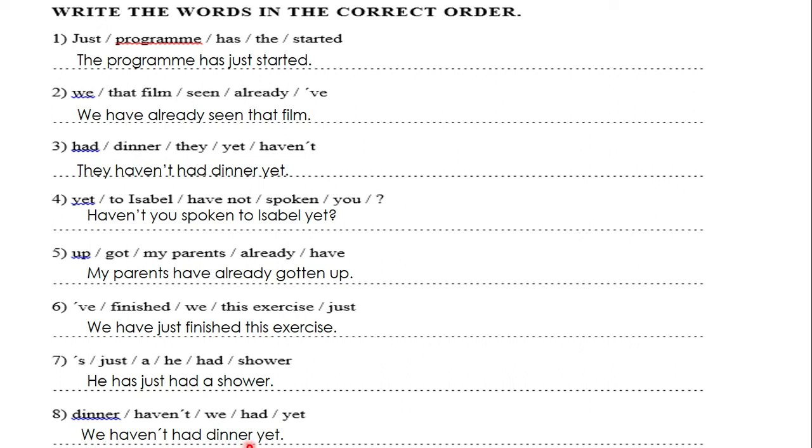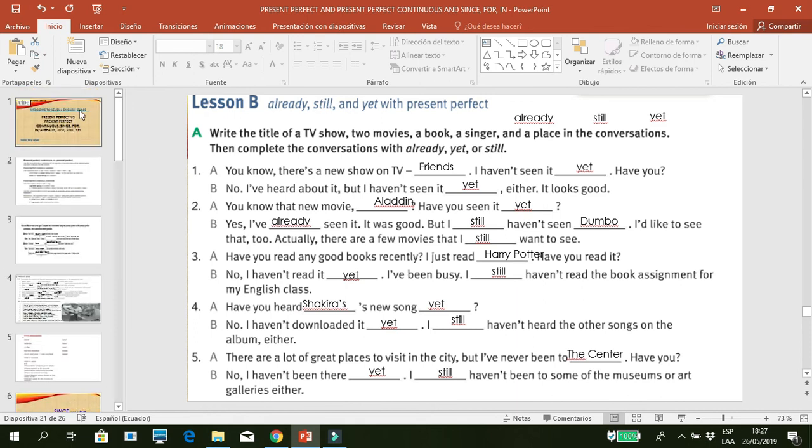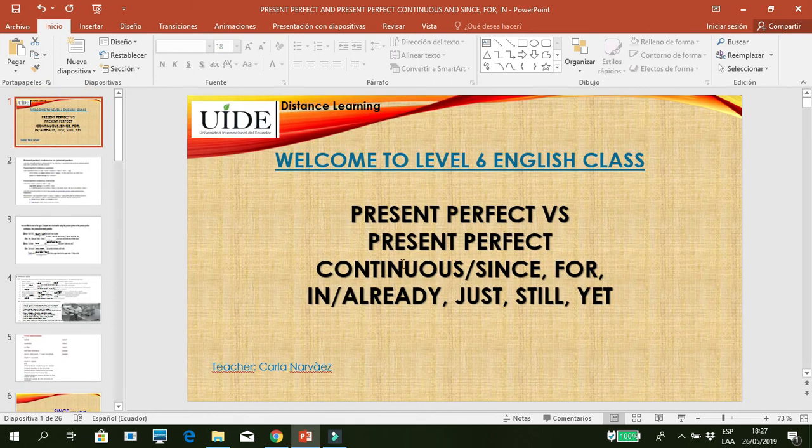And we haven't had dinner yet. Yet comes at the end of the negative sentence in the present perfect, okay? So with these exercises, we just practice already, just, and yet. Okay. And that's the end of this tutorial. So this is the second reinforcement that we have done. Este es el segundo refuerzo que hemos hecho de present perfect versus present perfect continuous, since for already, just, still, and yet.